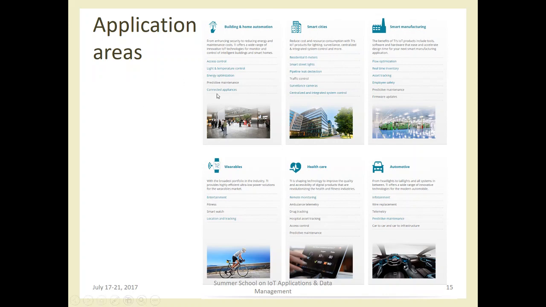Connected appliances is not really an application, it's a type of device. Connected appliances means your fridge, your TV, your microwave, your washing machine or whatever can be connected. For what? Probably for optimizing energy. Or probably the washing machine would tell you, okay, I finished my cycle, so come and bring your clothes. That would be useful, especially if the washing machine is not in the same room, or you have it on the other ground floor, so you need to go there and check.